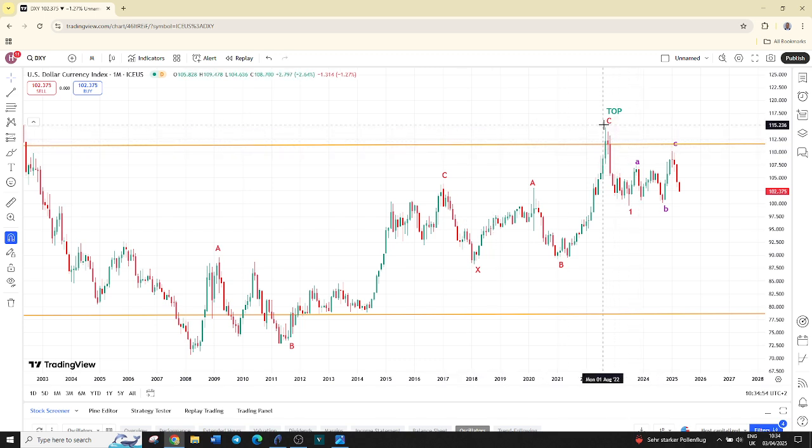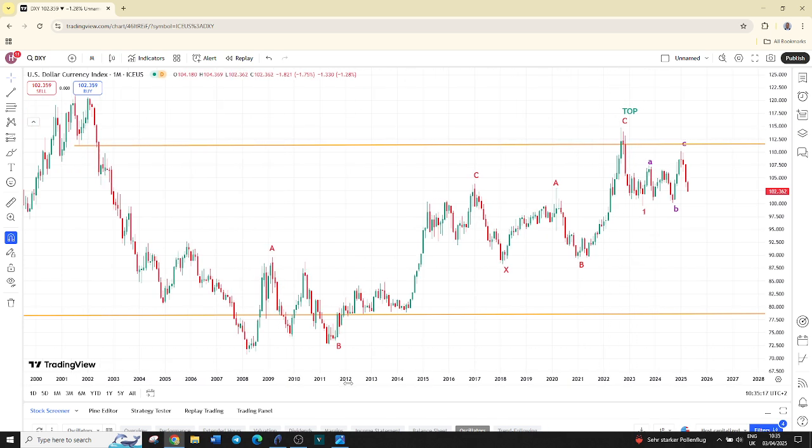Since topping out, we've had wave one down, and then there's that three-wave move against the trend, A, B, and C. That is a corrective advance, corrective of the first leg down, and then I think we break down, we start to see some aggressive dollar selling. Now, what are these two lines that we've got on the chart where the bull market topped out?